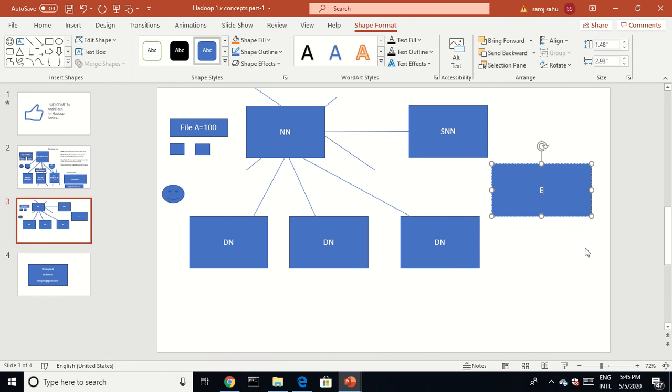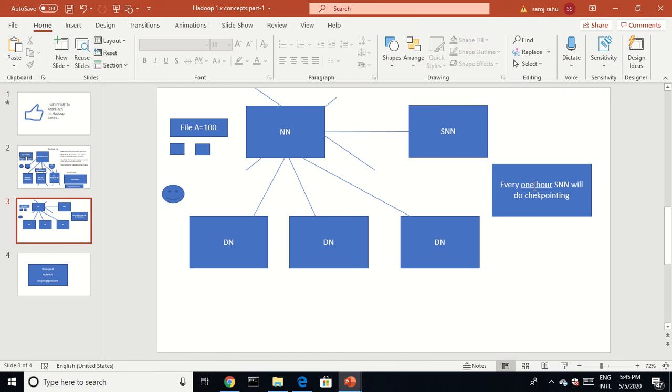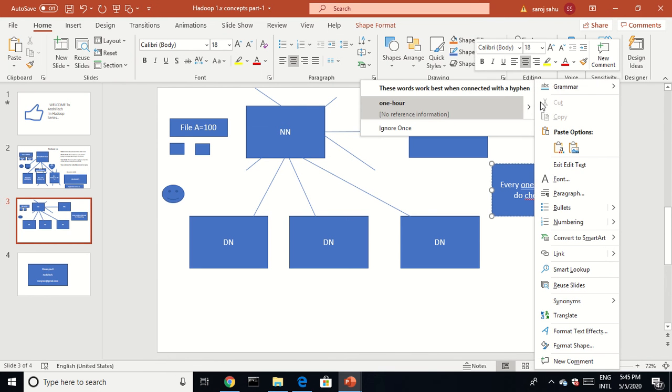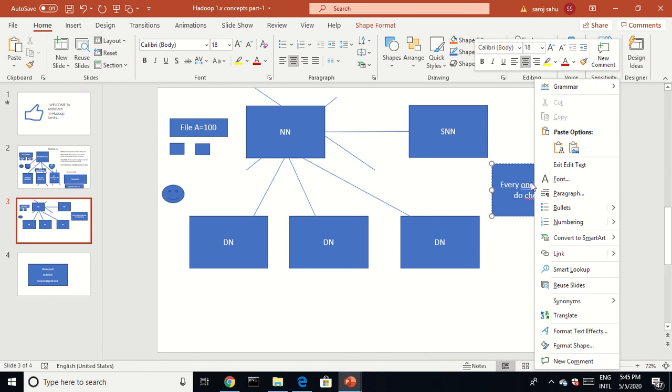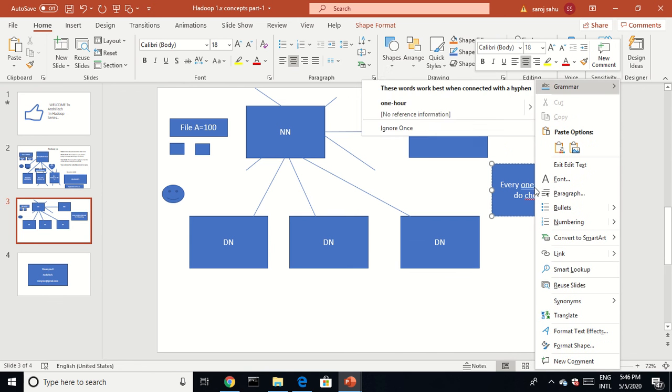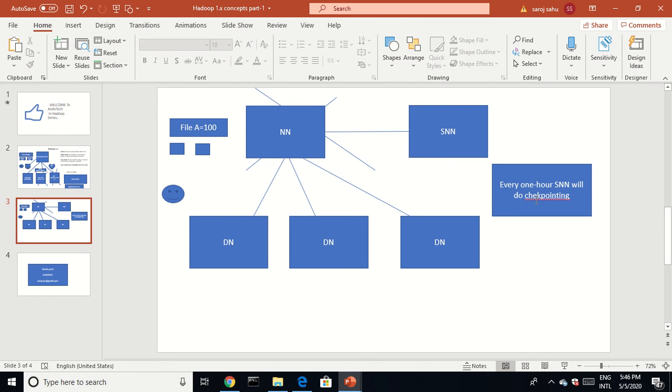So every 1 hour the secondary name node will do checkpointing. So what is checkpointing? Checkpointing means, every 1 hour, that is the default schedule. It will contact the name node saying, hey name node, I want to copy your metadata, please give me. So all the metadata will be copied to the secondary name node.